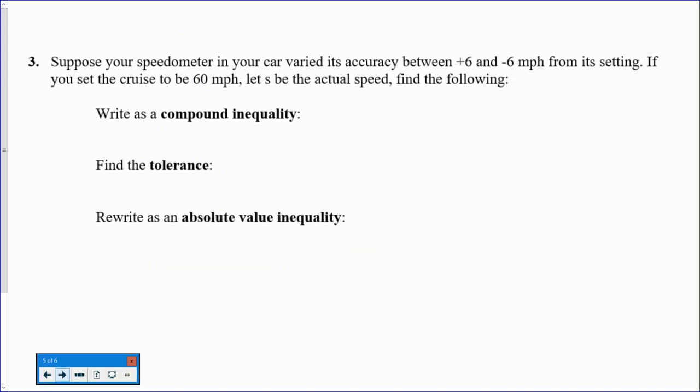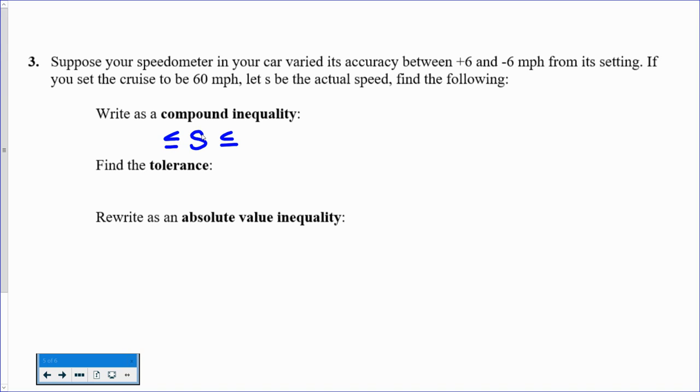Here's our next example, number 3. Suppose your speedometer in your car varied its accuracy between +6 and -6 miles per hour from its setting. If you set the cruise to 60 miles per hour, let S be the actual speed and find the following. This one's a little bit different in how it's worded and what information they give us. So speed, right? I need to find the lowest speed and the highest speed. This time they didn't tell me that.